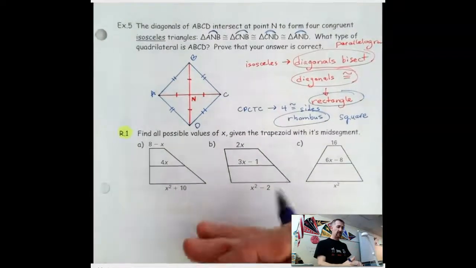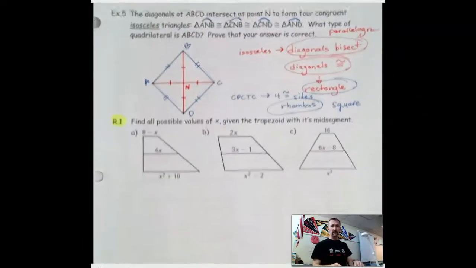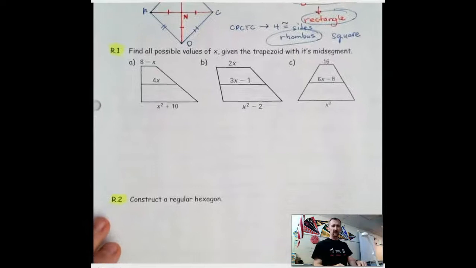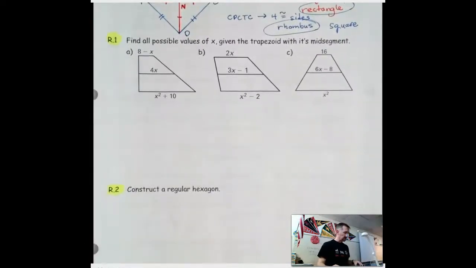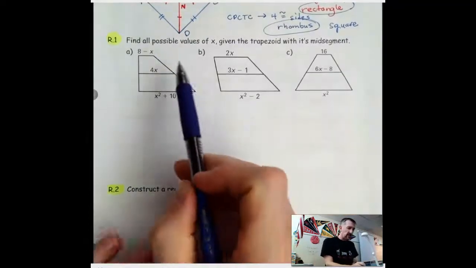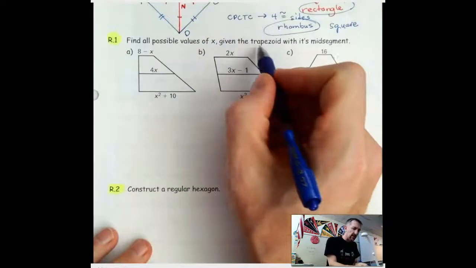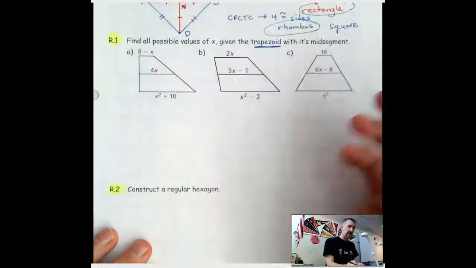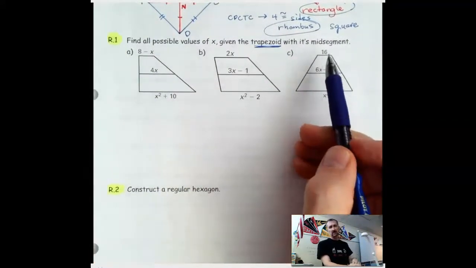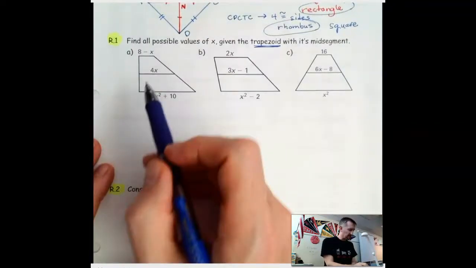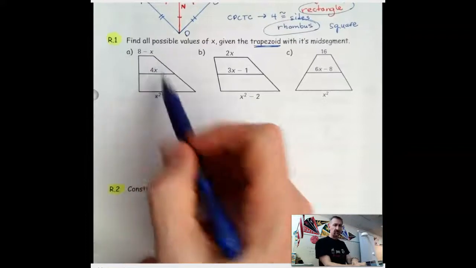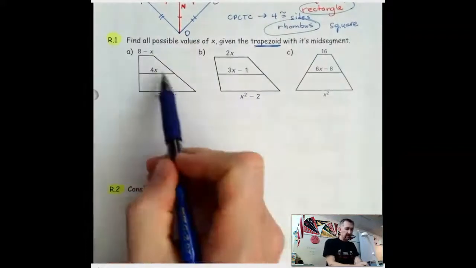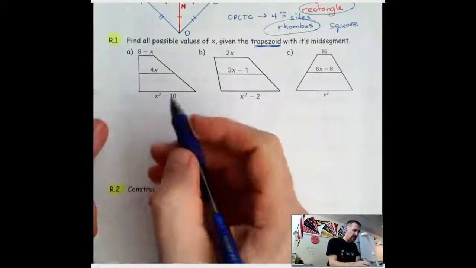Now this review question here, this is important. It's got some algebra in it. Anytime we do algebra, that's really important. We're trying to help you for next year. So this is find all the possible values given the trapezoid. So these are trapezoids, and that's a mid-segment. What you're supposed to remember is that the mid-segment is the average of the other two. It should be kind of obvious. If we add these together and divide by 2, we get that.